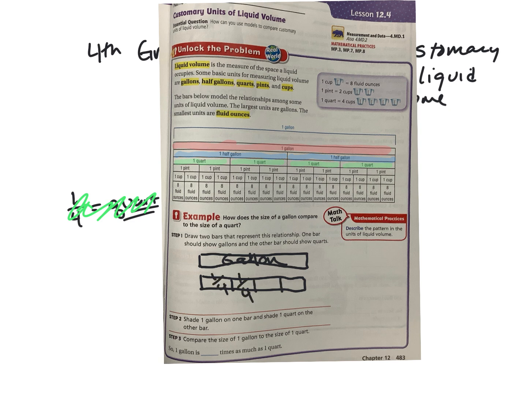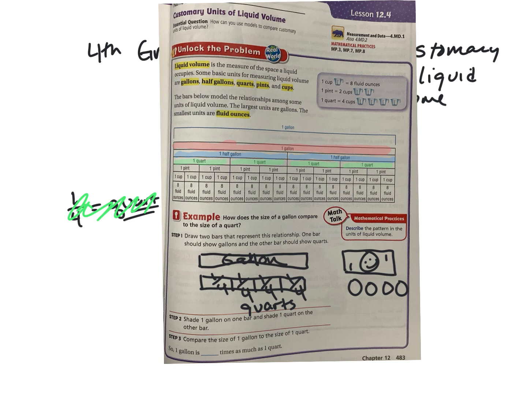1/4, 2/4, 3/4, 4/4 quarts. Okay, we can think of it like the dollar and the quarter. $1 and 4 quarters, same thing. A quart is 4 of them to make a gallon.